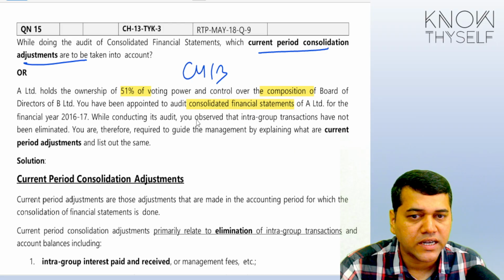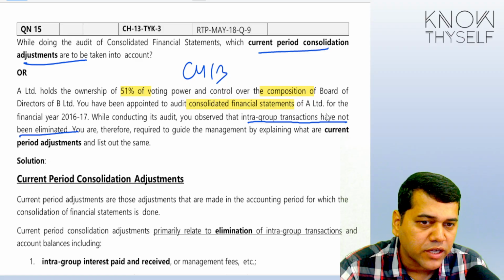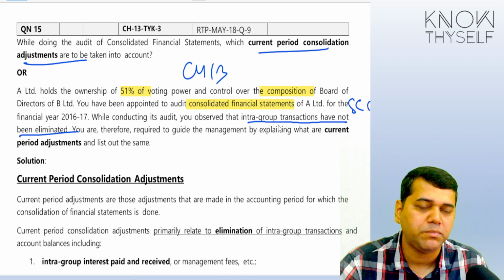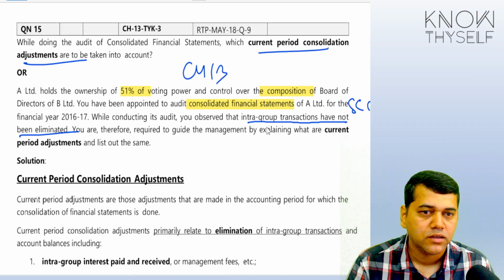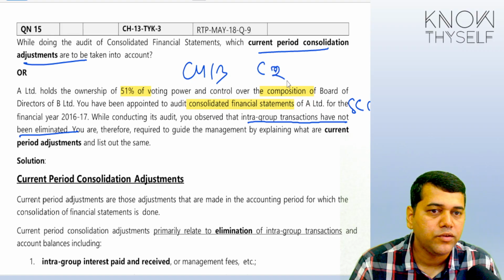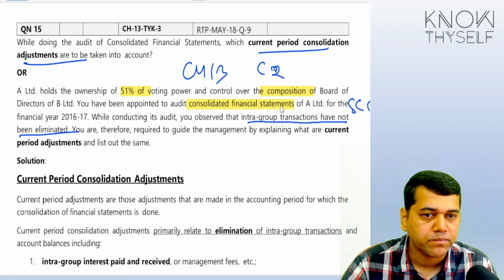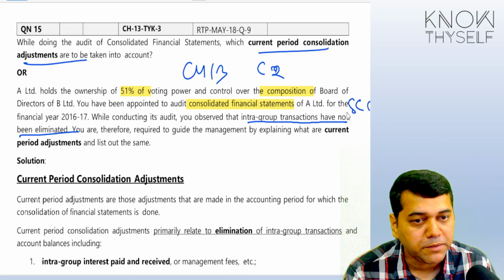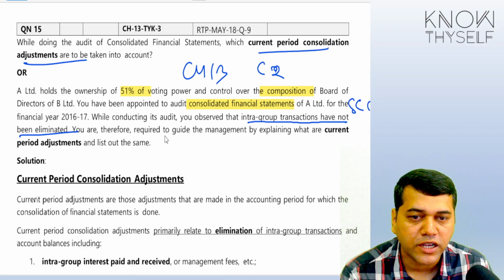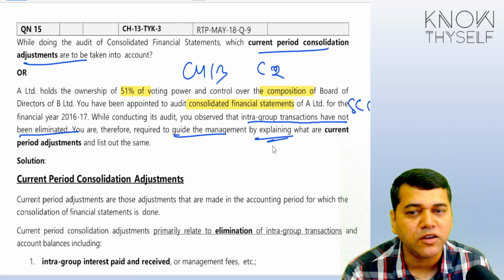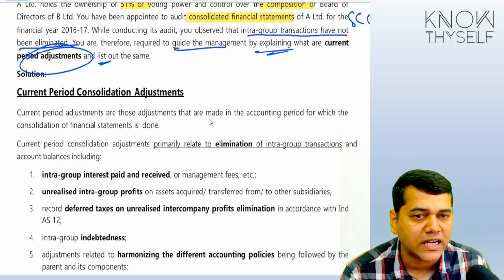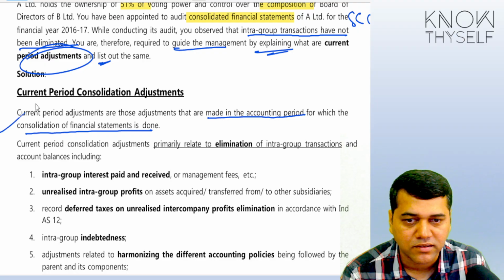Now for the financial year, while conducting its audit, you observe that the intra-group transactions have not been eliminated. So now we are talking about the special consideration for current period adjustments, that is, we are in planning and performing audit, concept number 2. We are not even talking about the basics, we are not talking about reporting. In concept number 2, we are talking about the special consideration for current period and permanent adjustment. Now you are required to guide the management by explaining what a current period adjustment is and list the same. So first you explain current period adjustments are those that are made in the accounting period for which the financial statements are done. 1 mark.